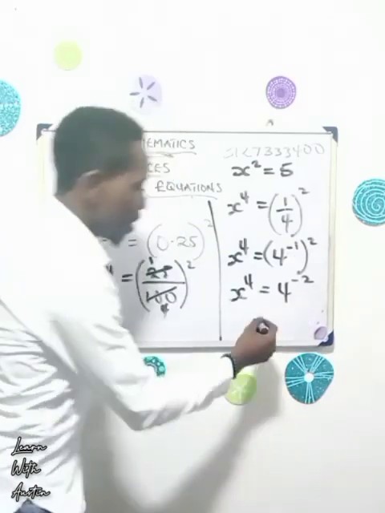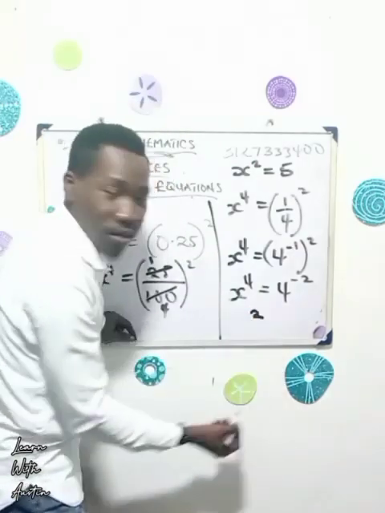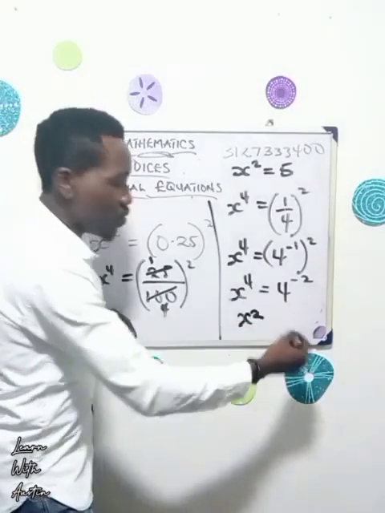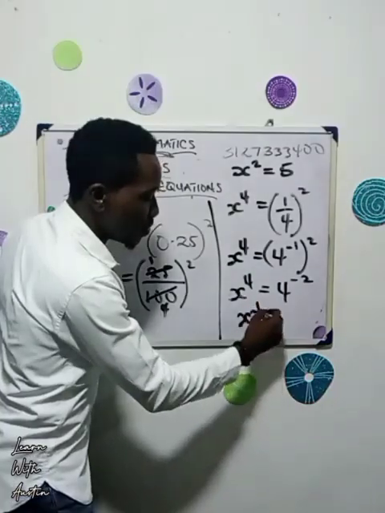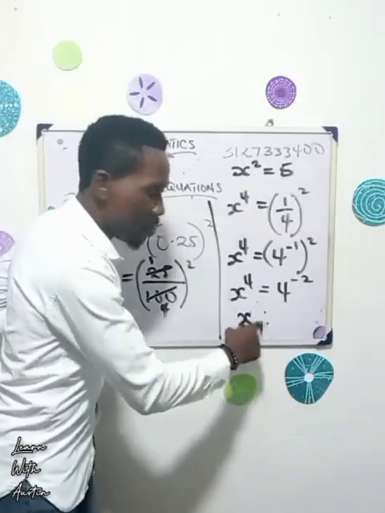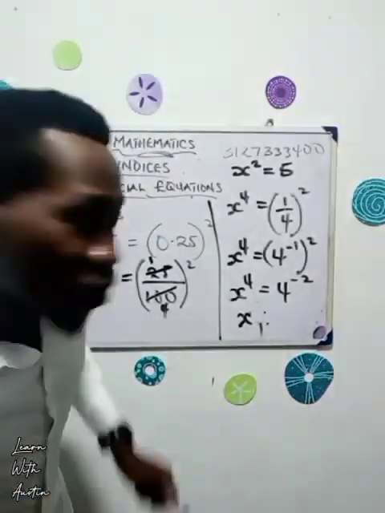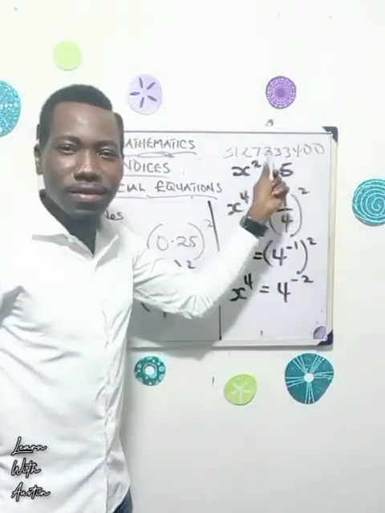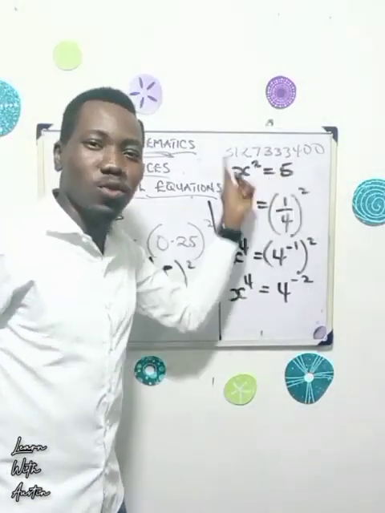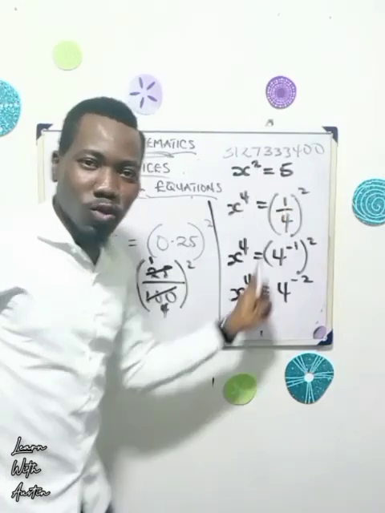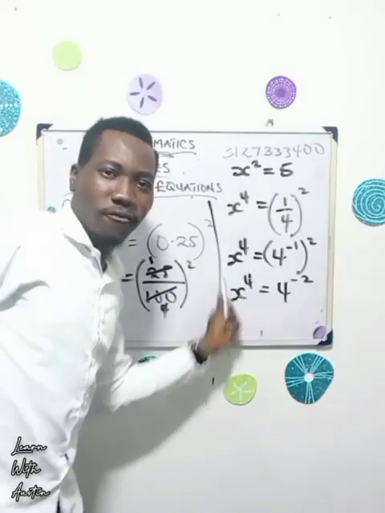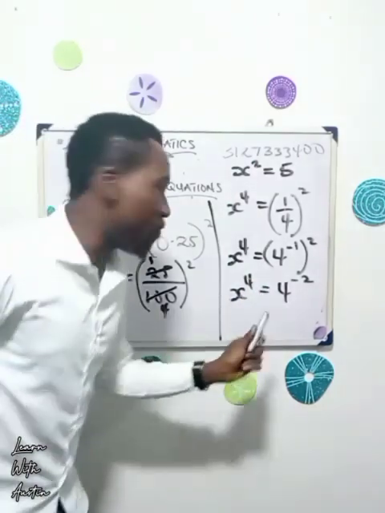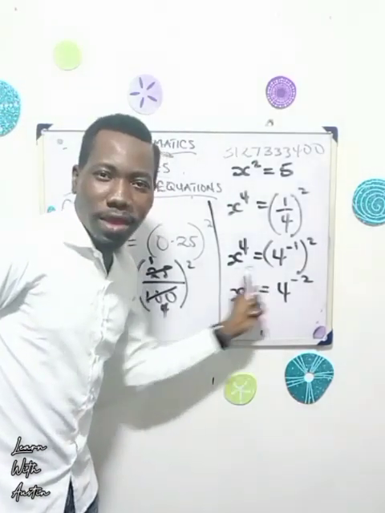So x raised to the power of 2 will be cancelled out by the square root. The square root is 1 over 2, right? Let me not even go there so that you don't get confused. For square, we're going to take the square root to cancel this power. So for raised to the power of 4, we are going to take the fourth root to cancel this 4. I hope you're following.